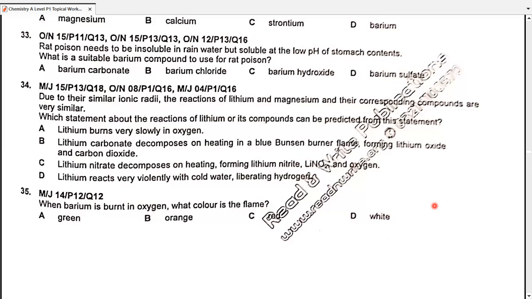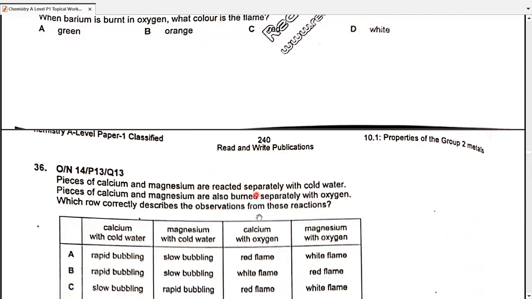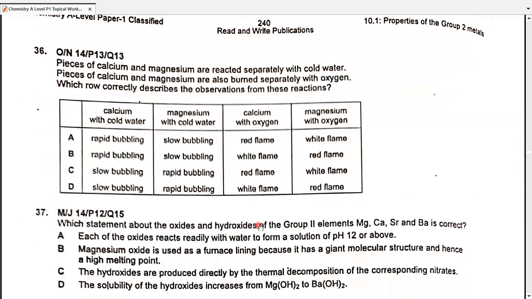B. Right. Very good. Because you've clearly indicated that A is not correct, so is C, so is D, so B is the only right choice. If you remember flame colors, 35 is too easy. A is the obvious choice. Apple green is the color for barium. So let's move on to 36, which is again flames and how they would react.